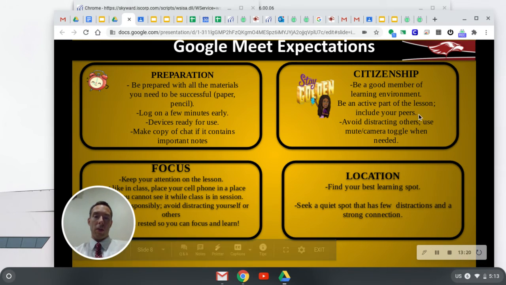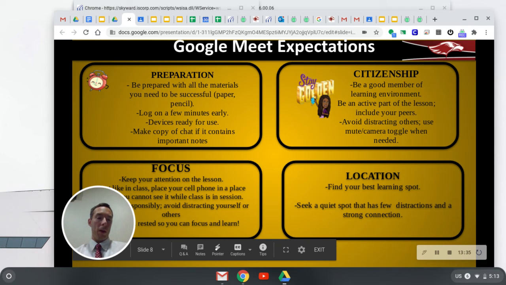Okay, citizenship. Just a couple more things. Be a good member of the learning environment. Be an active part of the lesson. Include your peers. So talk to them in the lesson when it's appropriate. They're not just talking to the teacher. And avoid distracting others. Make sure you mute your audio when there's too much noise going on in your house.